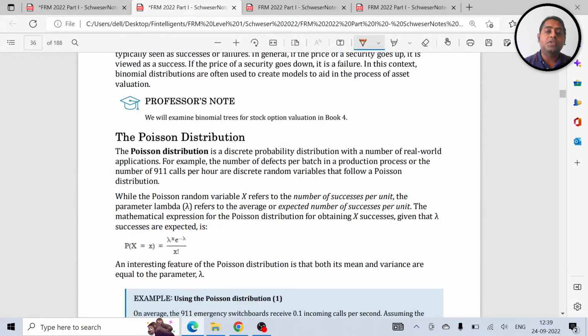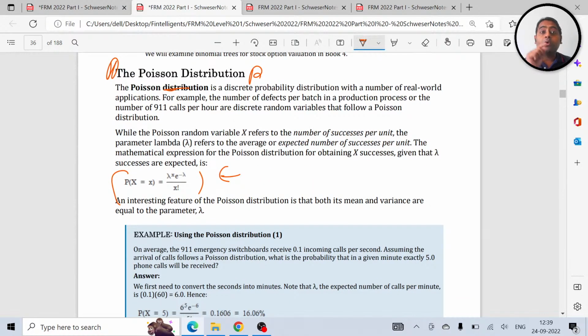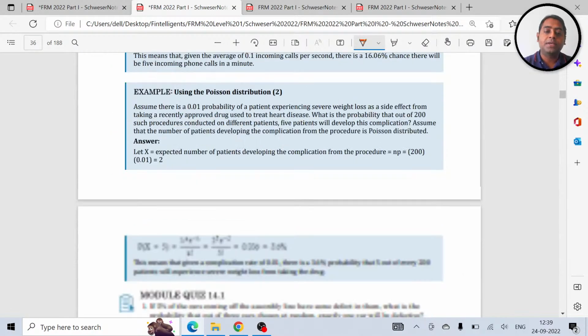Then Poisson is important from the exam perspective. This has been a favorite of GARP to ask questions on these topics. Okay, over here you can expect calculation-based questions. Chances are that they might ask you good calculation-based questions.